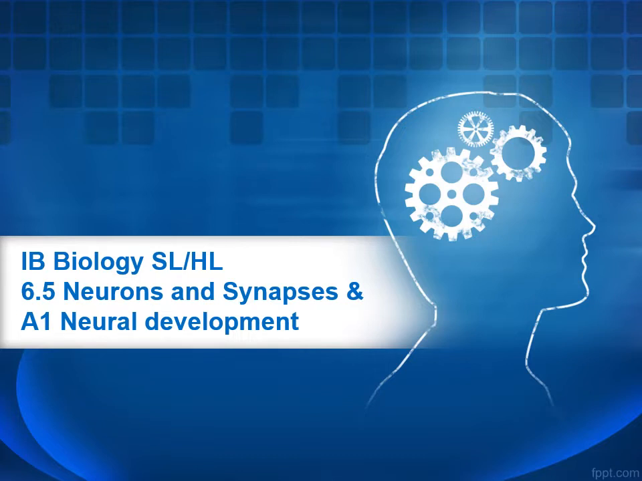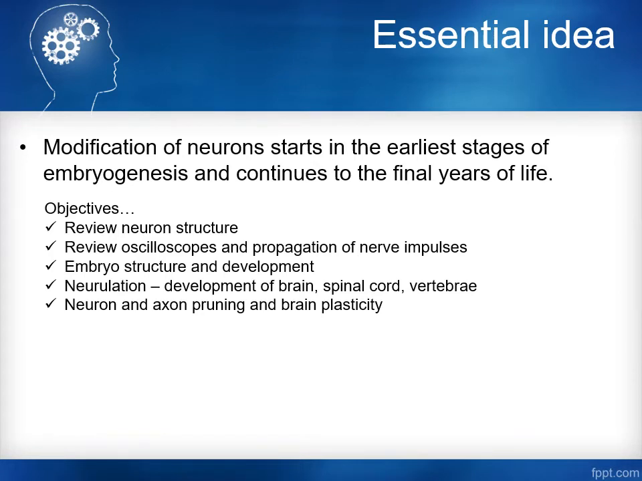Before we get going, let's take a look at our objectives for this lecture. So this is our essential understanding, that big picture idea that IB wants us to come away with at the end of this lecture. So modification of neurons. That differentiation piece that gets neurons to be neurons starts in the very earliest stages of embryogenesis and then continues to the final years of life, which is really amazing.